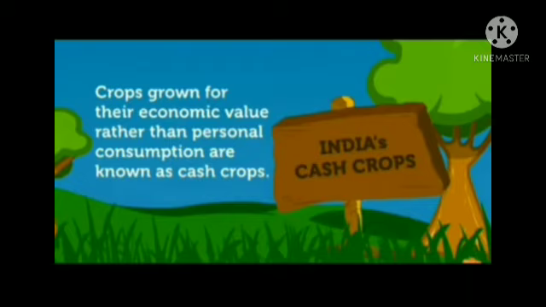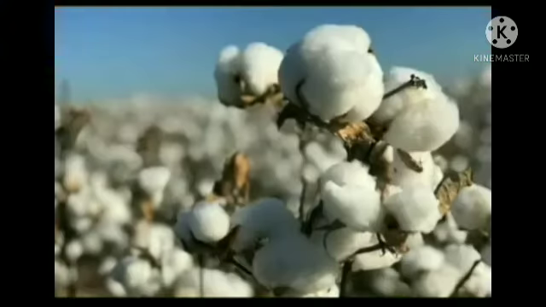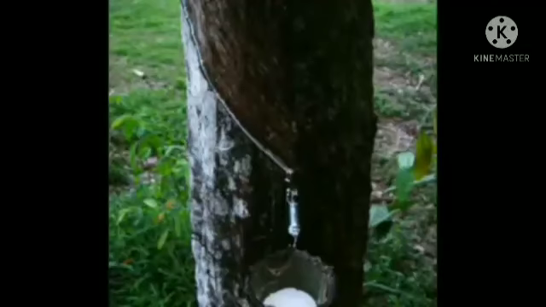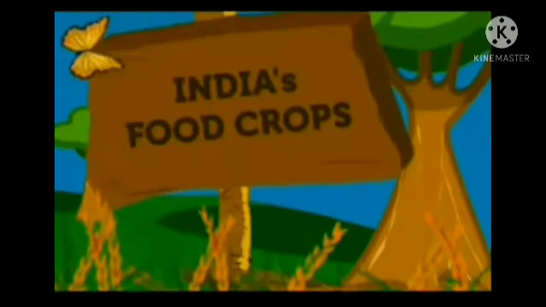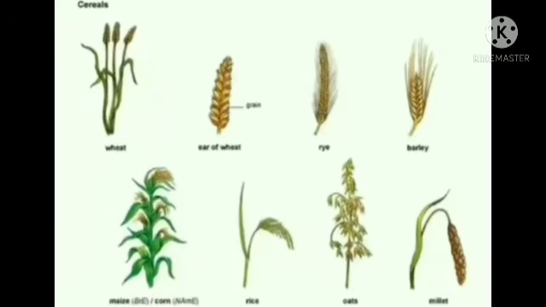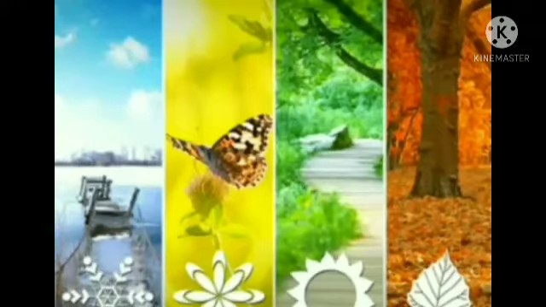Crops which are grown for commercial purposes are called cash crops. Examples: cotton, jute, rubber, sugarcane. Crops which are grown for food are called food crops. Examples: cereals and pulses. On the basis of season, we can classify the crops into two groups.